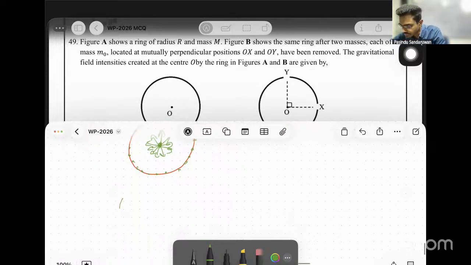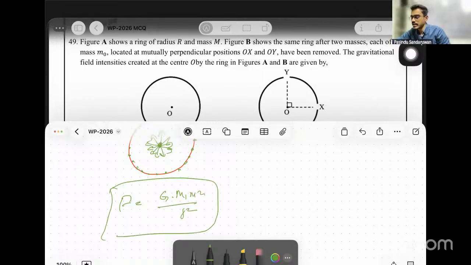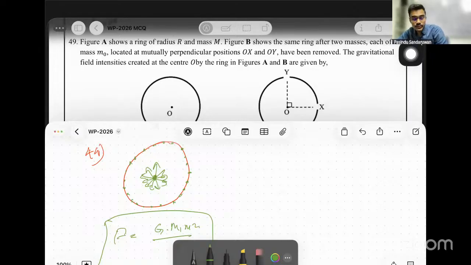Exactly equal and opposite, because F is given by G m1 m2 over r squared. If masses are equal and distances are equal, then the forces are equal, so all are going to cancel each other, and the resultant is zero. Force becomes zero. When force is zero, gravitational acceleration is also zero. Gravitational field intensity is also zero.